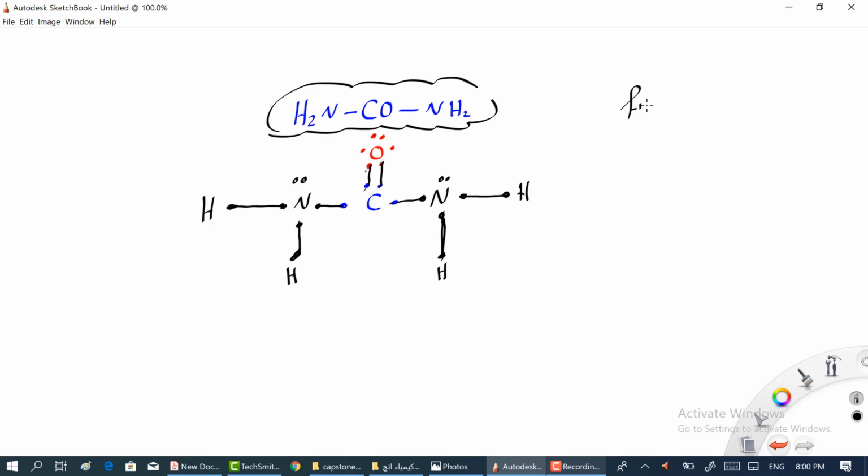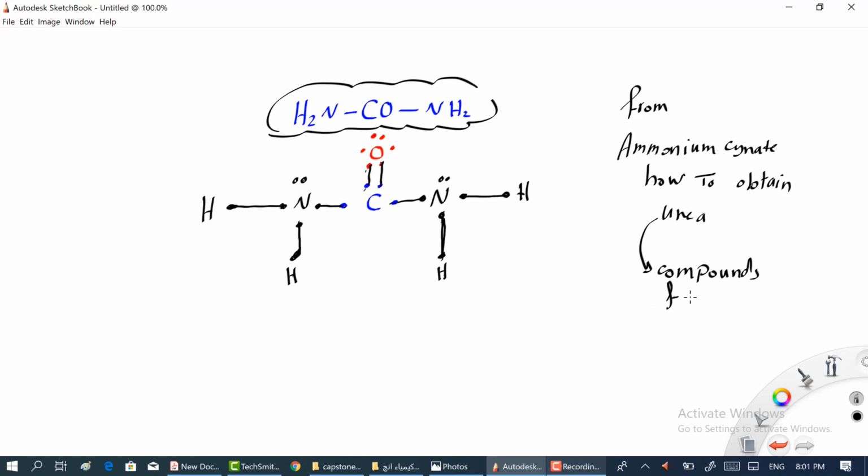From ammonium cyanate, how to obtain urea, a compound found in mammals' urine.